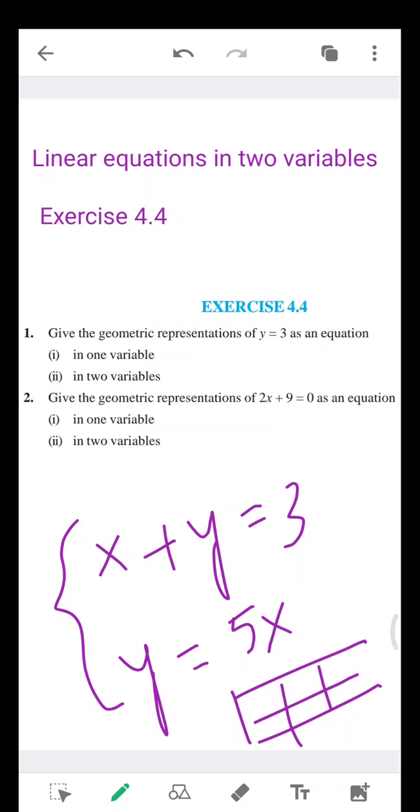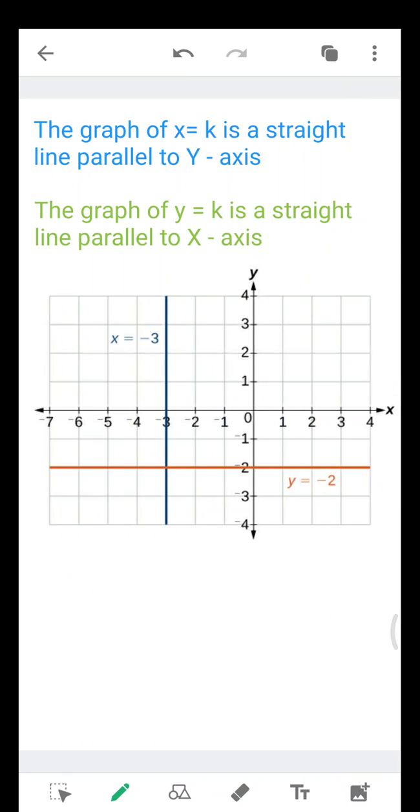But to draw the graphs of these type of equations in which there is only one variable, you can see there is only one variable y equals 3, and here only one variable x, 2x plus 9 equals 0. So how to represent this graphically in one variable and in two variables? This is the concept of today's session. To begin with, we'll go through some basic concepts.